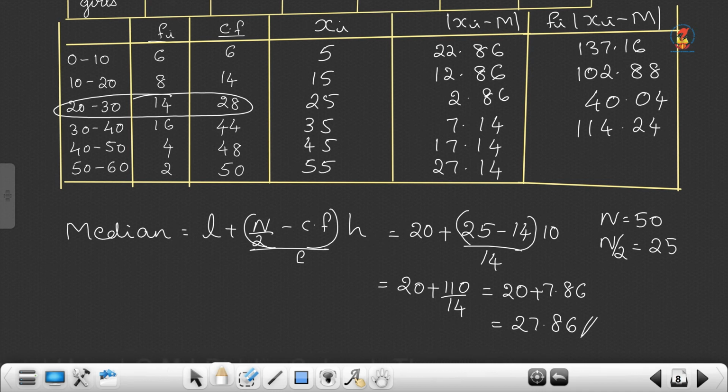17.14 into 4. That is 68.56. Then last is 27.14 into 2. That is 54.28. Now find the sum of that. That sum will be 517.16. That is the sum.